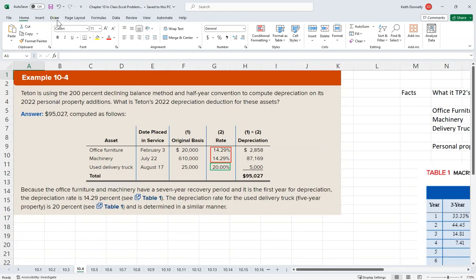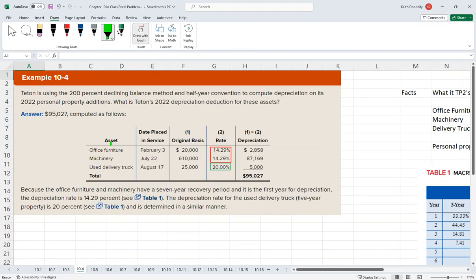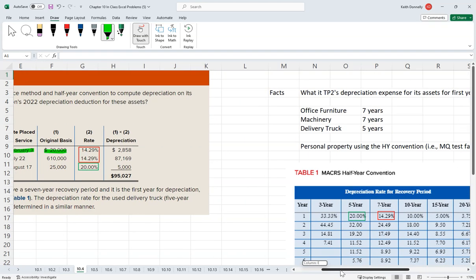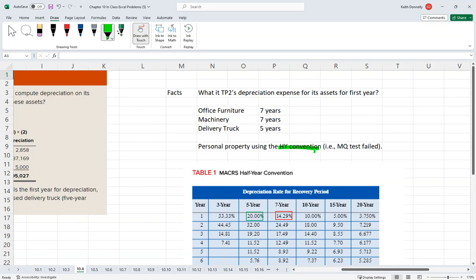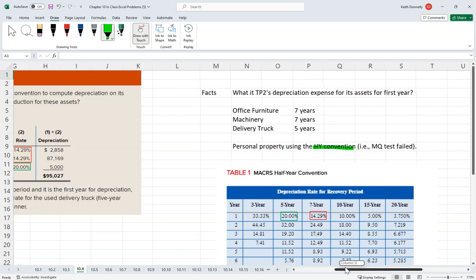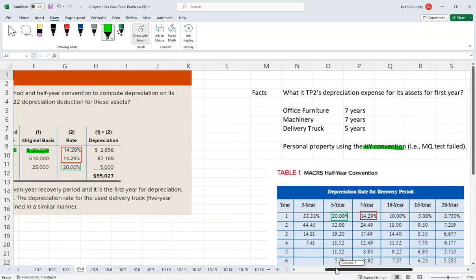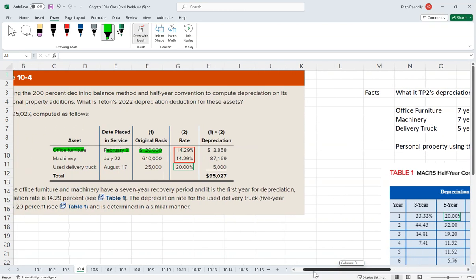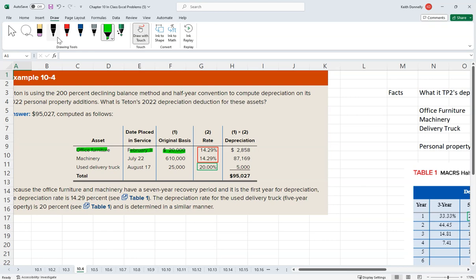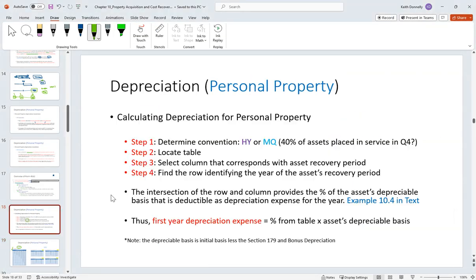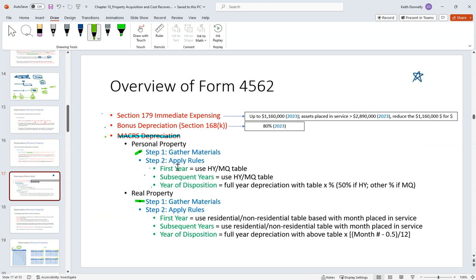Let's say that we are just looking at this office furniture. Step 1, they gave us our materials. We know we paid 20 grand for this. We know it was February 3rd, and let's say that we know we're using the half-year convention. We passed the 40% test. How do we go about calculating year one depreciation? Because I'm worried about this first year right here.